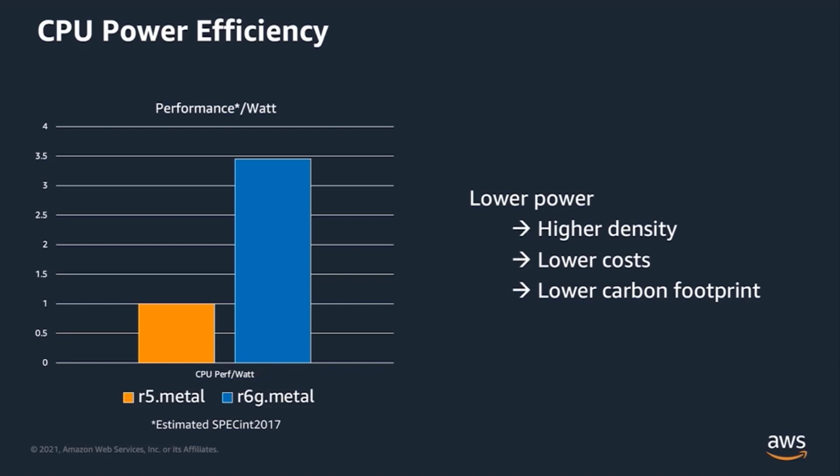In general, they consume less power, which leads to two really nice results, which is lower costs, which we pass forward to our customers, and then also a lower carbon footprint. So using Graviton2 instances can actually help you reduce your carbon footprint and help AWS reduce ours as well.